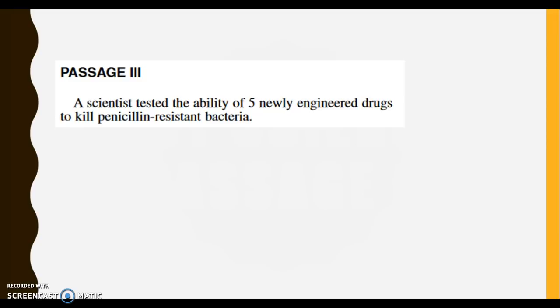Passage 3 is a research summaries passage. Generally speaking, in a research summaries passage, there will be an introductory paragraph. In this case, we only get an introductory sentence. If there were a full paragraph, I would recommend reading the first and the last sentence just to get a feel for what it is that you are looking at. You can always go back and read more into the passage if you need to. Here we see that we're looking at 5 new drugs, and we're looking at penicillin-resistant bacteria.